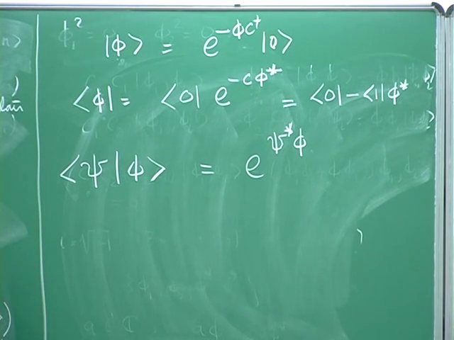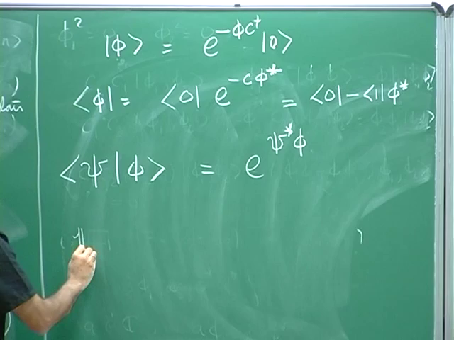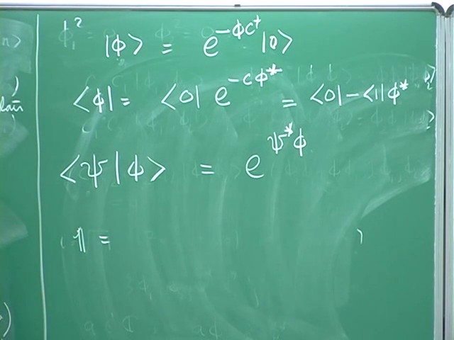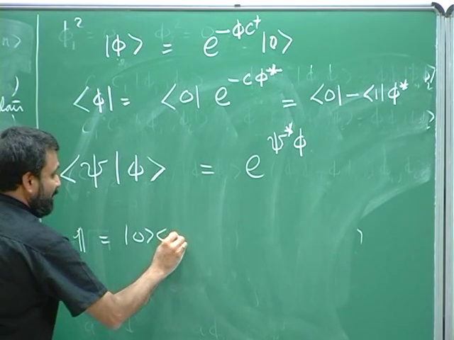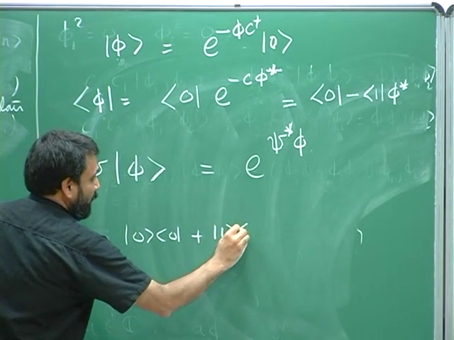If I were to use this complete set of states that I had, which is these states 0 and 1, what is the identity operator in that space? In terms of the states 0 and 1, what is the identity operator? Correct, exactly. So it is |0><0| plus |1><1|.